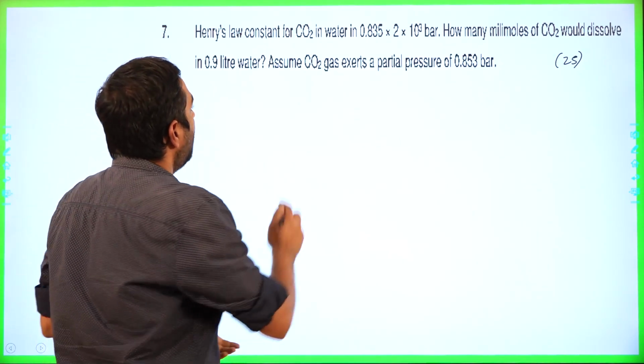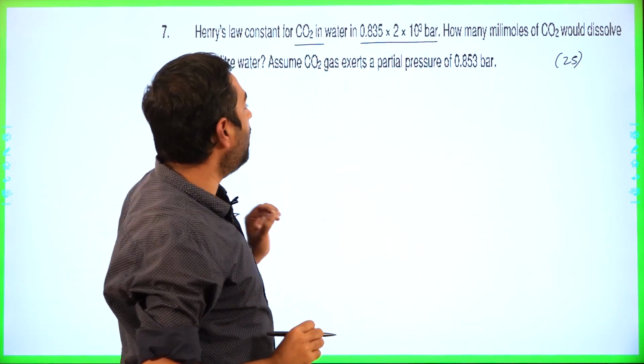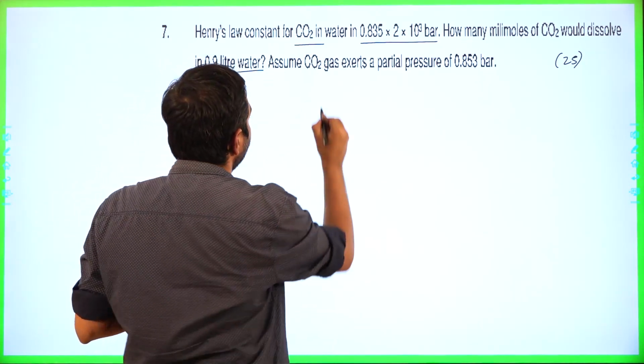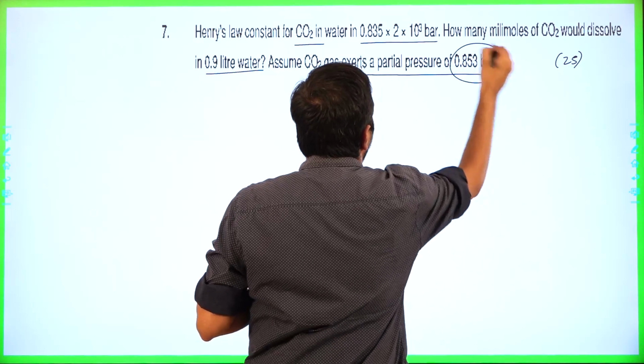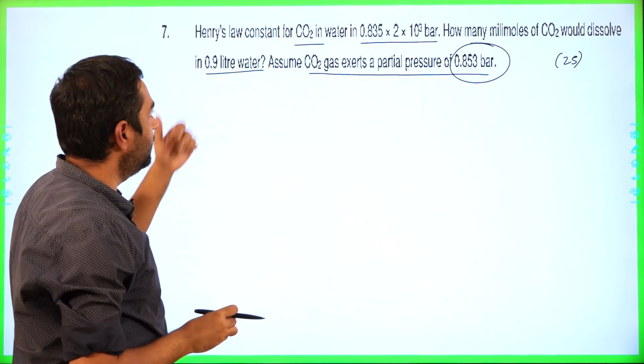Henry's law constant for carbon dioxide in water is going to be given as this. How many millimoles of carbon dioxide would dissolve in 0.9 liters of water? Assume carbon dioxide gas exerts a partial pressure of 0.853 bar. Okay, let's have a look at this question now. Let's proceed into the question here.